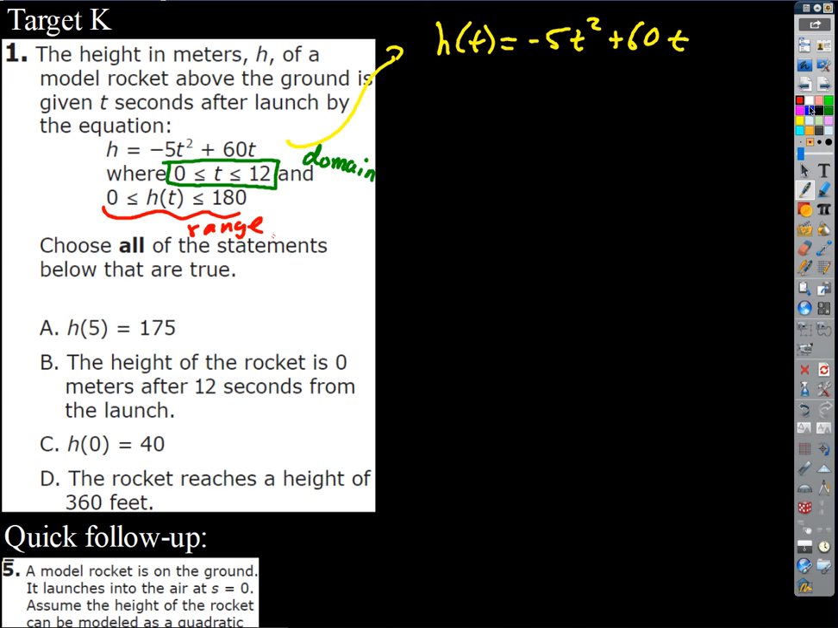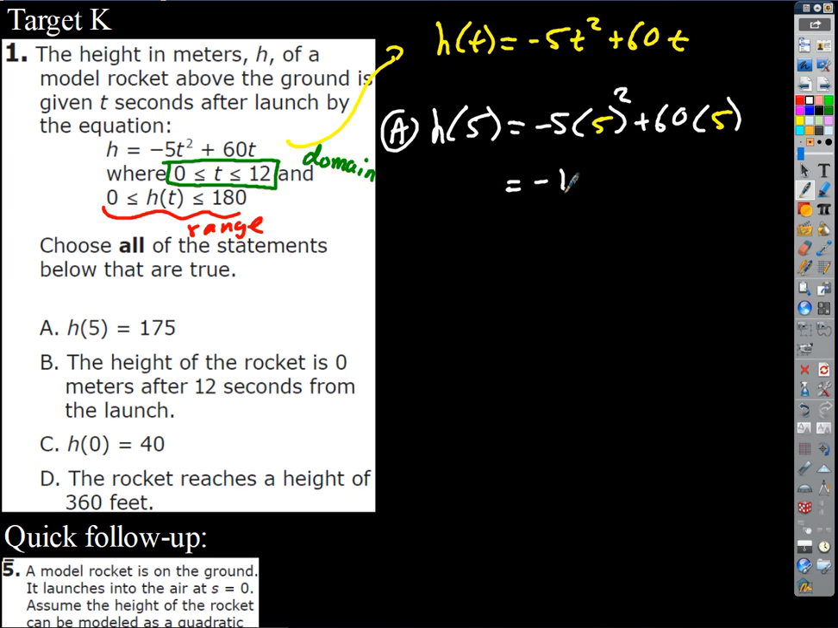It says choose all of the statements below that are true. Well, let's just check these things. It's easy to do. h of 5 equals 175. Well, let's find out. h of 5, every place I have a t, I'm just going to plug in a 5, right? What's that give me? 5 squared is 25 times negative 5. That's negative 125 plus 60 times 5 is 300. So sure enough, I get 175. So I plug a 5 in and I get a 175 out. So first statement, true or false? True.